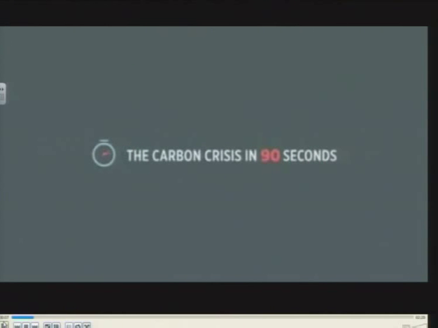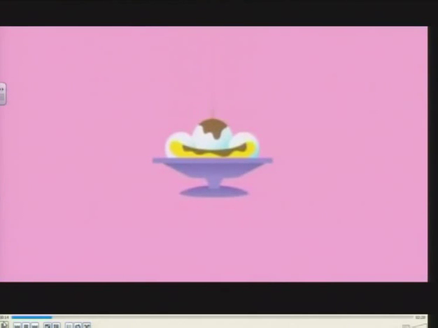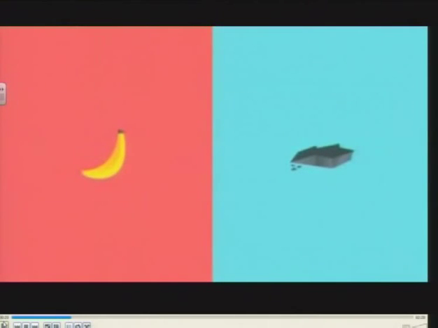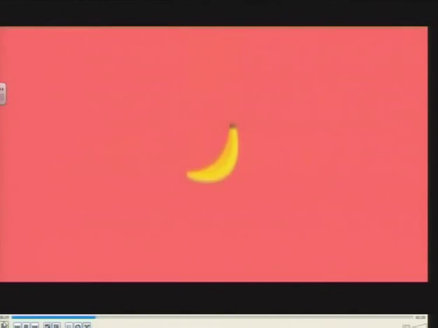The carbon crisis in 90 seconds. This is a banana. This is a chunk of coal. Banana is sweet and delicious, fun to eat. The coal is none of those things, but they are much more alike than they seem. Both were made by plants and store energy from the sun and carbon gas from the air around us. When you eat the banana, you use the energy stored in the banana to run and jump, and you release carbon gas back into the air around you.